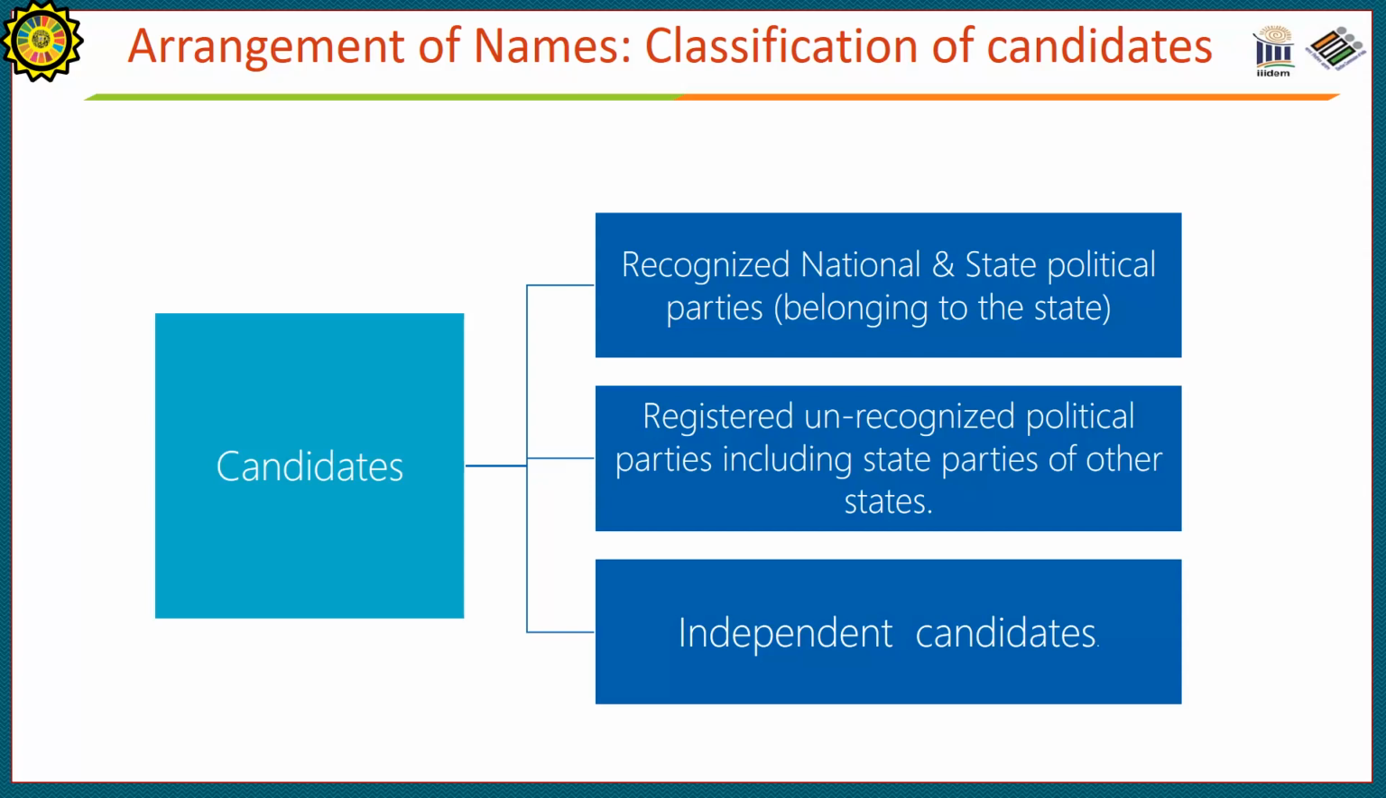There are 3 types of candidates. The first one will be candidates of the recognized national and state political parties, those state political parties which belong to your state. Then the candidates of registered unrecognized political parties, including the state parties of other states. And the last one, independent candidates.